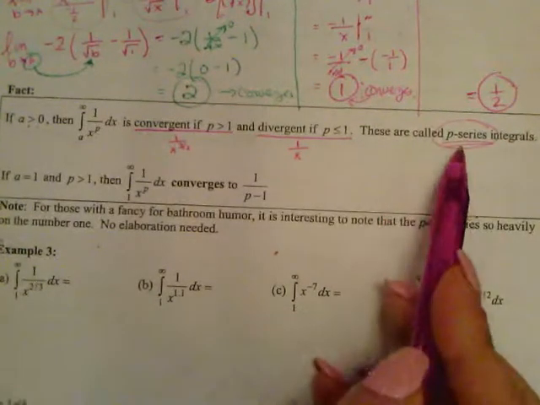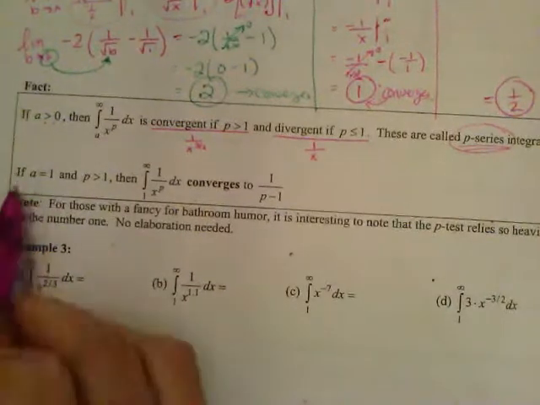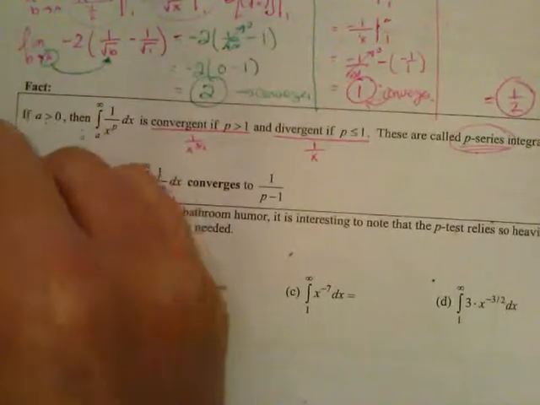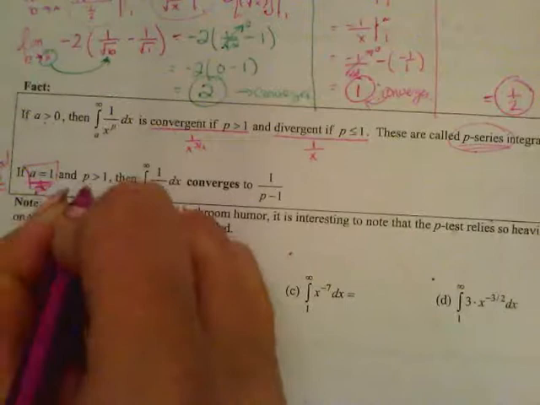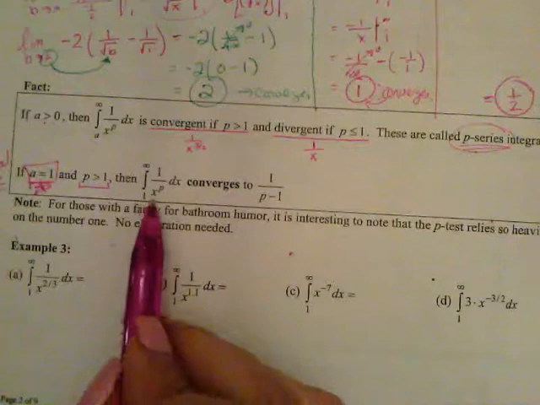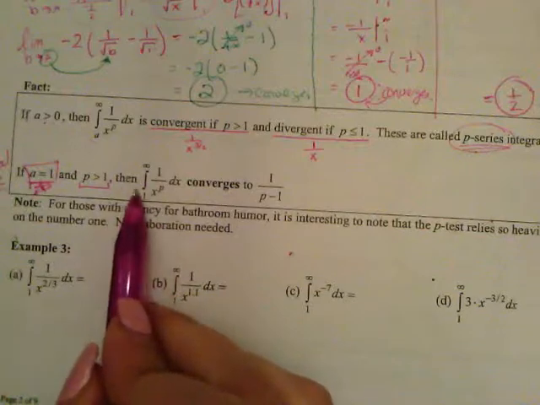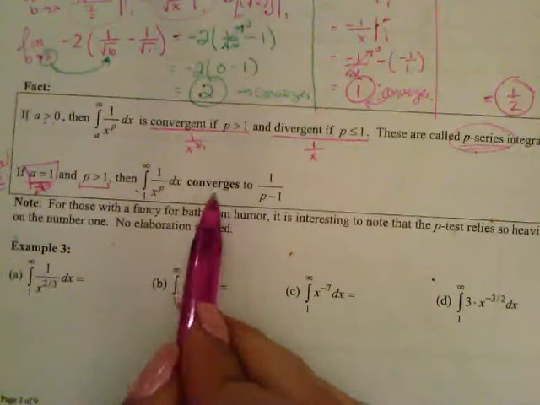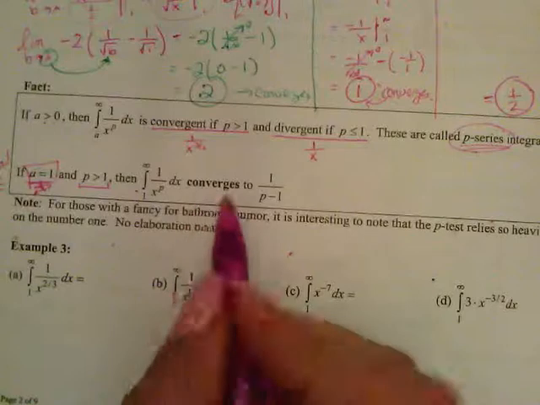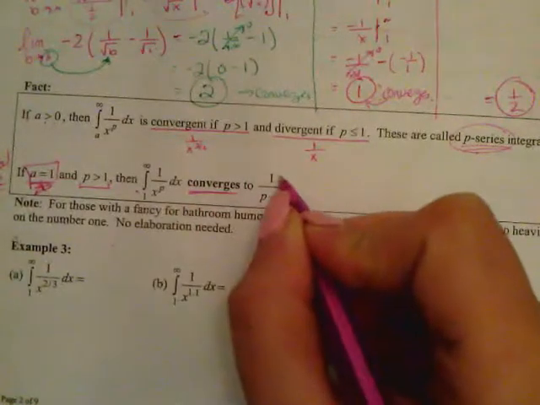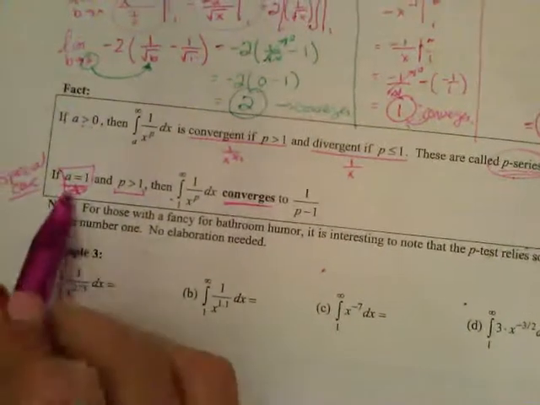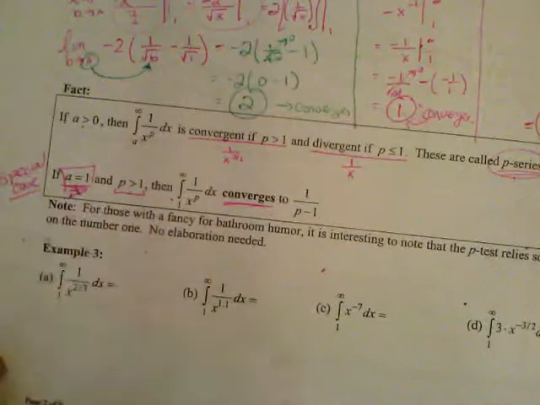Now, in the p-series, we have a p-test. If a equals 1, and this is a special case, this is not always, okay, a has to equal 1, and p has to be greater than 1. So if that happens, then we have this special formula where we don't even have to do all of this math, but we can find out what our answer is and know that it converges to the number 1 over p minus 1. But this only works if a is 1 and the exponent is greater than 1.